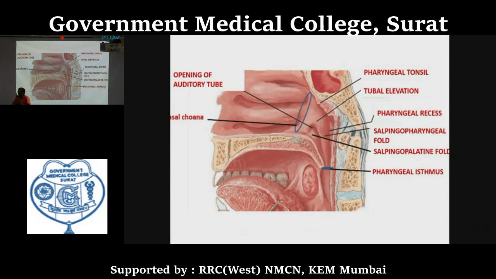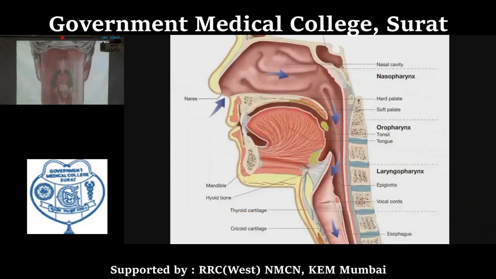Now let's proceed further to the laryngeal part of the pharynx. The laryngeal part of the pharynx starts at the upper border of the thyroid cartilage. Here this one is the thyroid cartilage, and this part is the laryngeal part of the pharynx, which basically lies posterior to the larynx. Now, this is the sagittal section, so one can see the laryngeal part of the pharynx from the lateral aspect.